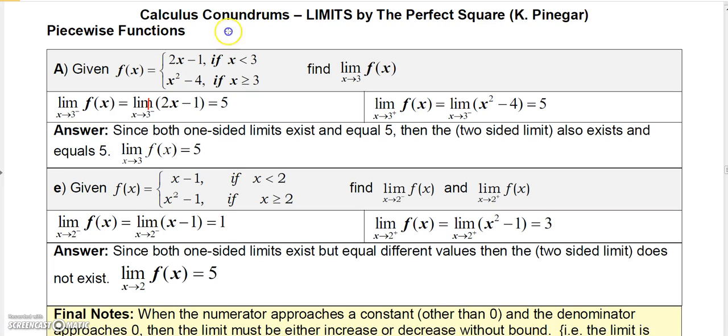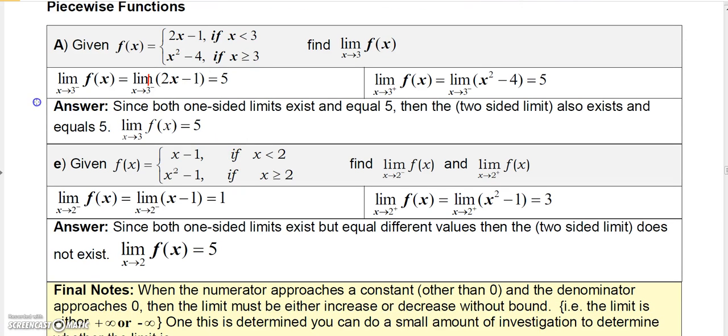So what does that tell us? Well, since the limit as x approaches 3 from the left is 5, and the limit as x approaches 3 from the right is 5, and these two limits are equal, so since both the one-sided limits yield the same value, then the two-sided limit, or the limit itself, exists, and it must also equal 5 due to the existence theorem that we just covered.